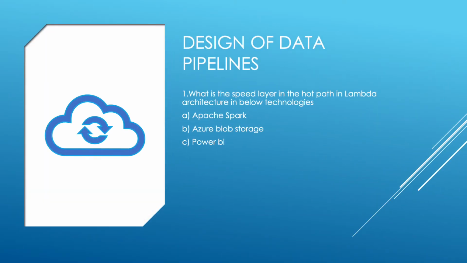First question, what is the speed layer in the hot path in Lambda architecture in the below technologies? A. Apache Spark. That is the right answer. Using Apache Spark Streaming, we can process the real-time workload. So that is the right answer.